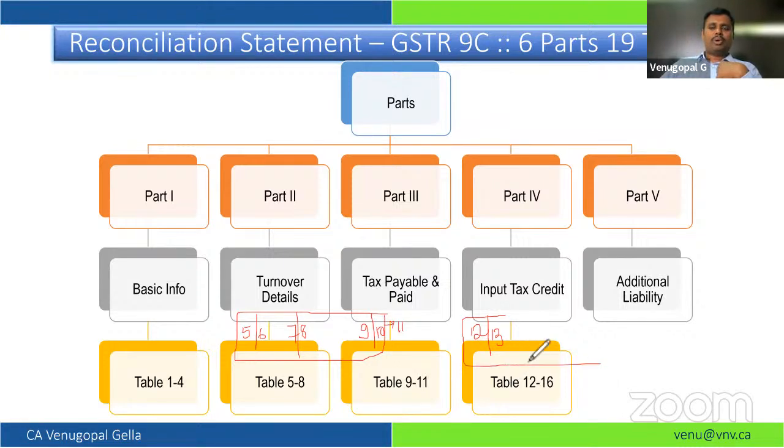But what is more important is whether the credit that you have availed is eligible or not. Expenditure-wise reporting is done in table 14. Any difference between the eligible credit and the credit actually availed is explained in table number 15. Owing to this table, any liability arising on input tax credit is captured in table 16. So both table 11 and table 16, the summary of it is the additional liability that we discharge in part 5. This is about GSTR-9C.